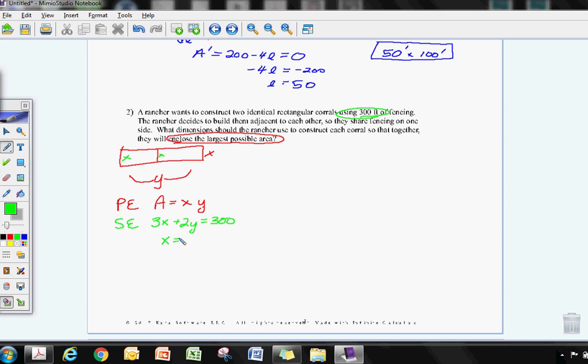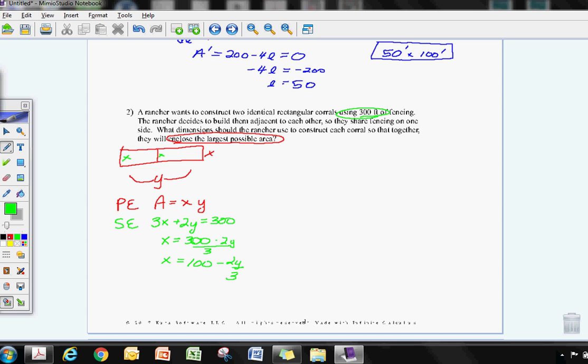I did X and I did 300 subtract 2Y, all divided by 3, which I told you I would highly suggest writing as 2 fractions. 300 divided by 3 is 100. Subtract 2Y all over 3. So that's what I would have for my secondary.